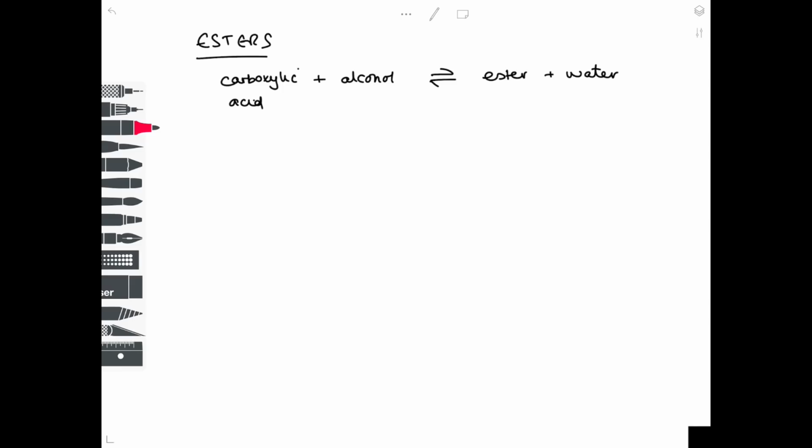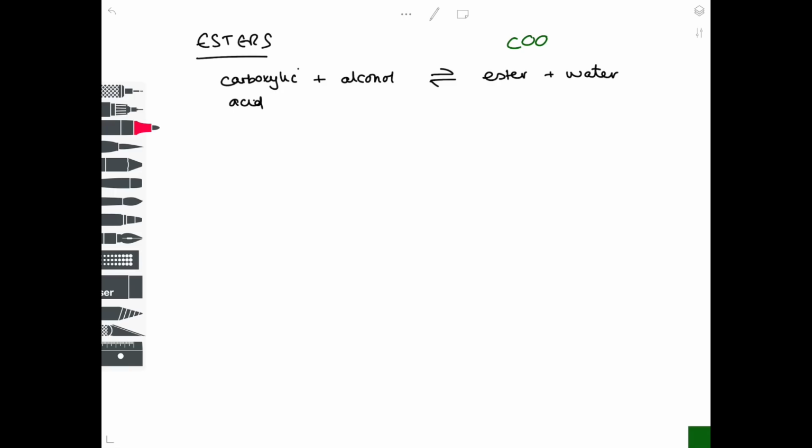Right, esters. So let's look at their general equation for their formation. So we need to react a carboxylic acid with an alcohol. This is a reversible reaction and it produces the ester plus water. The functional group of the ester looks like this, by the way. I'm going to show you an example now.